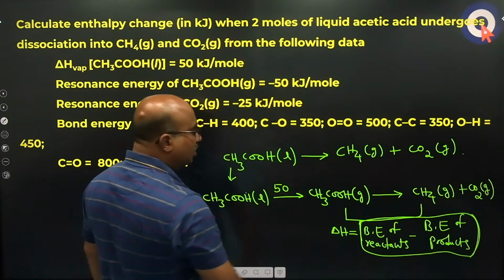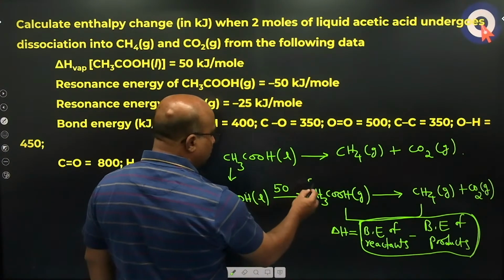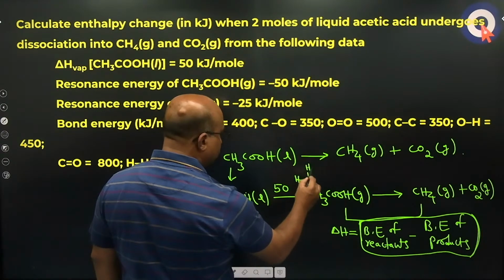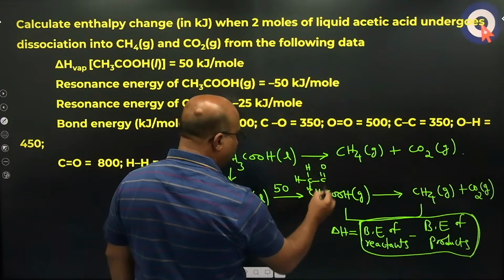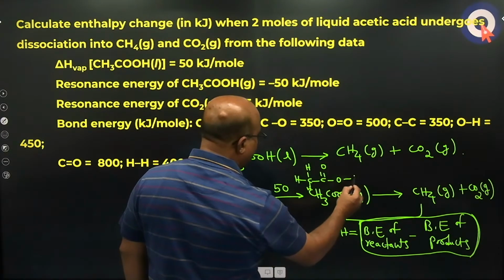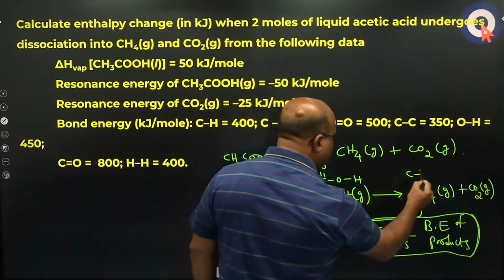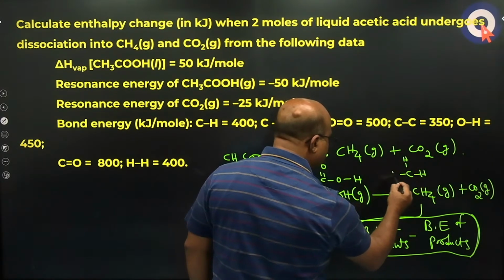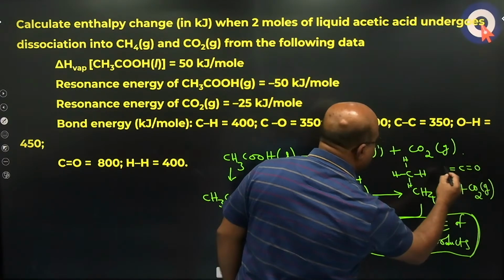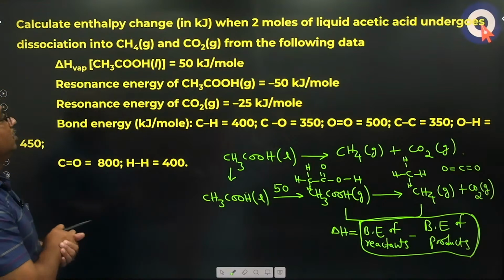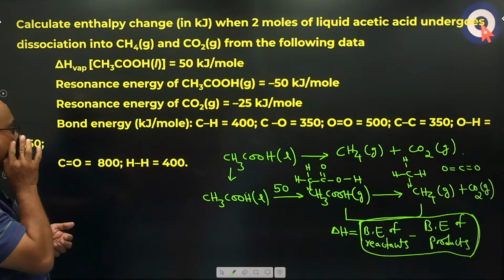Means what bonds exist in this? That is the reactants. What are the bonds? There are 3 C-H bonds, 1 C-C bond, a C double bond O, 1 single bond C-O, 1 O-H bond. What is in this? There are 4 C-H bonds and C double bond O. Clear? So we can use these energy values to calculate.